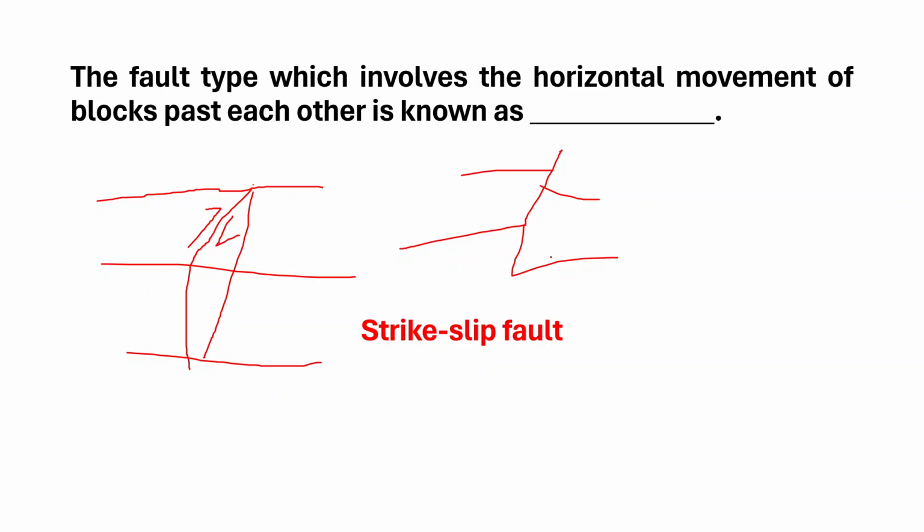So if you have two blocks, I don't know if you can see. Let's say this movement is also there, and this is block 1 and this is block 2. So the horizontal movement is also there, and at the same time, let's say block 2 is moving above block 1. Such movements we call the oblique slip movement. So we have strike slip movement, dip slip movement, and a combination of both, which is the oblique slip movement.